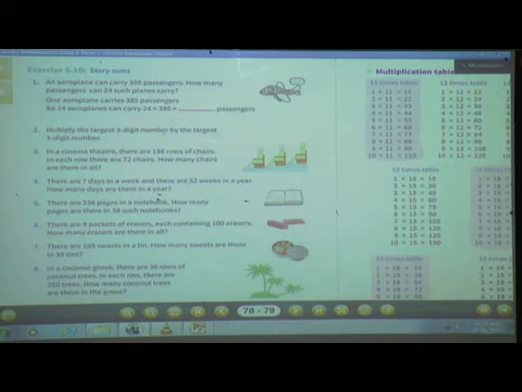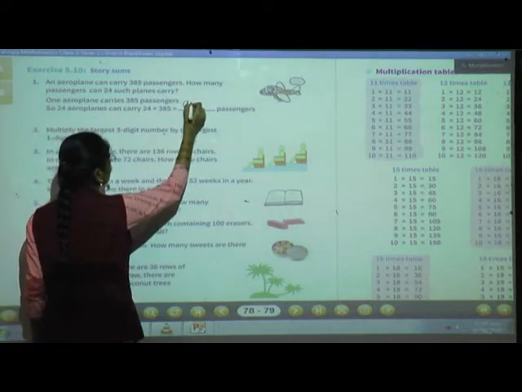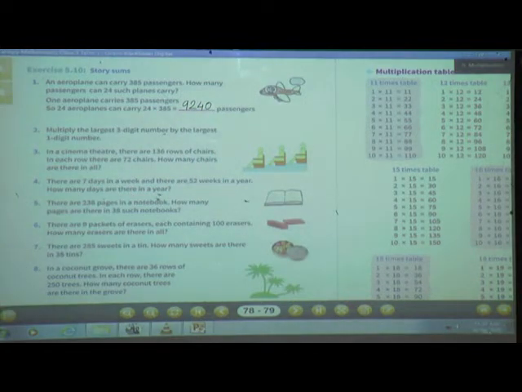So what will be the answer? 9,240 passengers. So here you can write your answer. So what is the answer? 9,240. So 24 aeroplanes can carry 9,240 passengers. Okay. Now this is about the first example. Clear this first example? Understood? Okay. Now we'll see the remaining all examples.